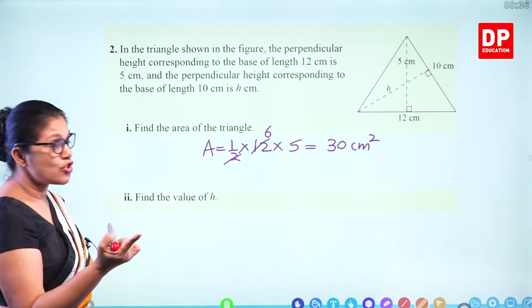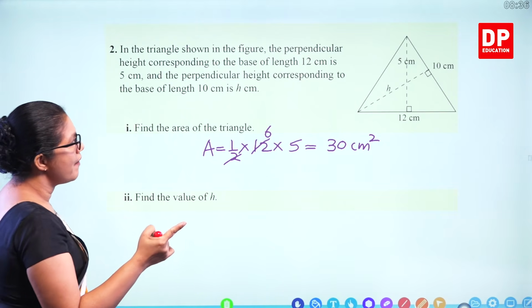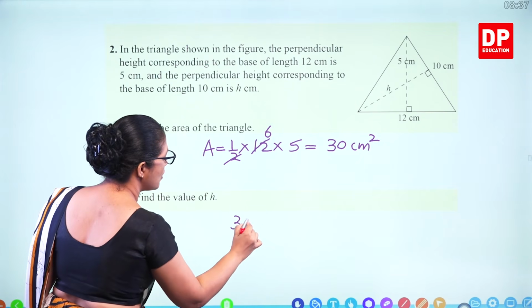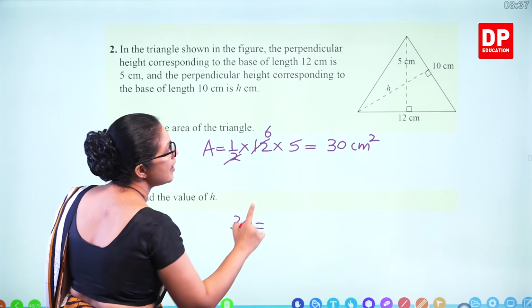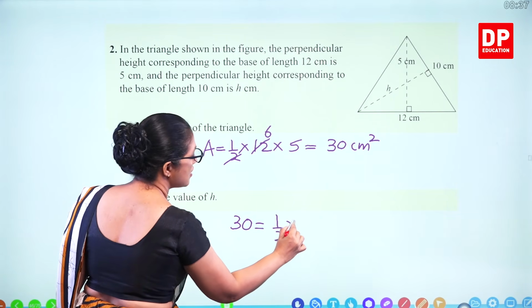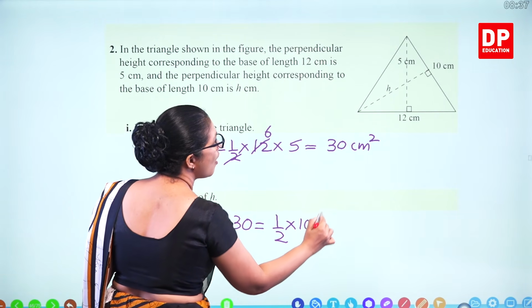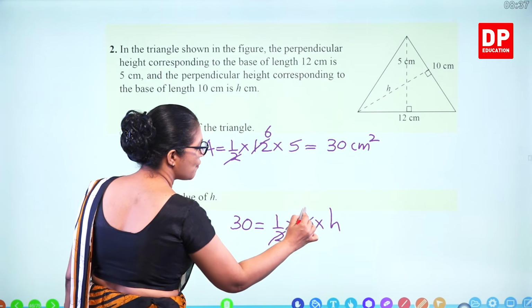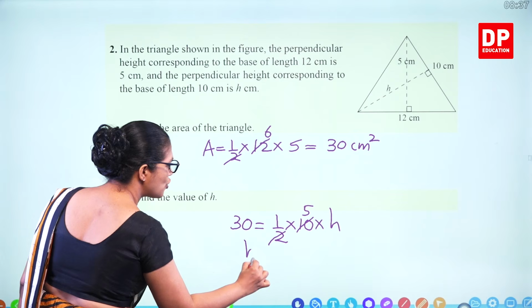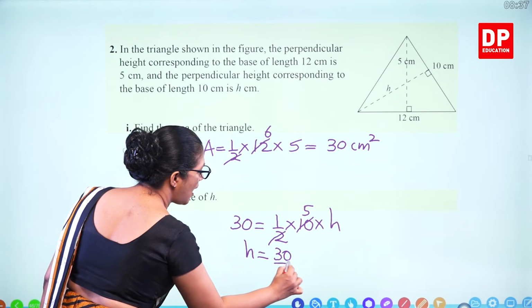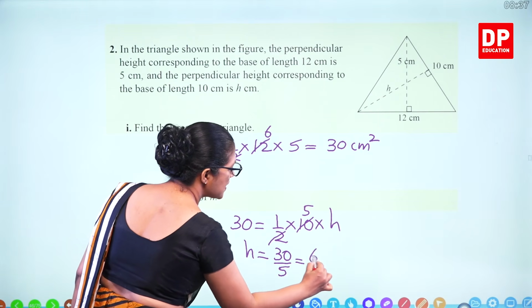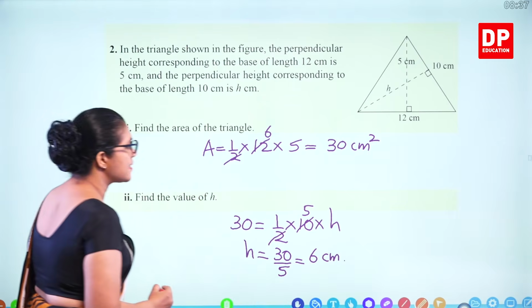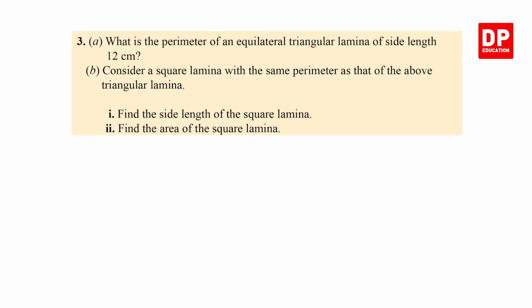Find the value of h. You can use the area. So that is equal to, area is equal to half times 10 is the base now. Perpendicular height is h. 2 times 5 and h becomes 30 divided by 5. 6 centimeters. What is the perimeter of an equilateral triangular lamina of side length 12?